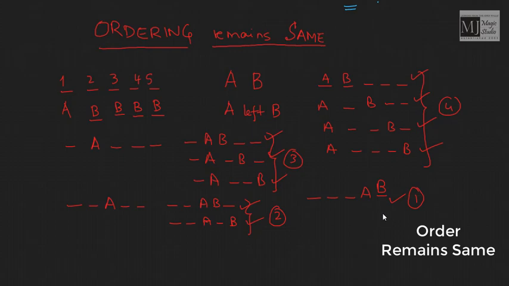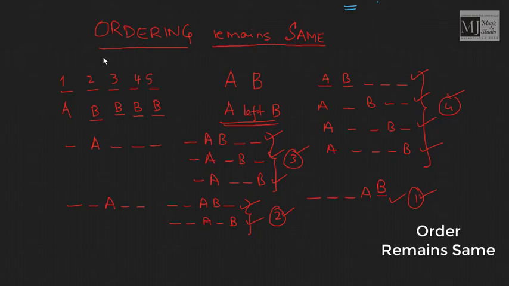Because then where will B sit? B is to the right of A. If I say A is to the left of B, it also means that B is to the right of A. Now let's count the cases: 4 plus 3 is 7, plus 2 is 9, plus 1 is 10. So these are the 10 cases.